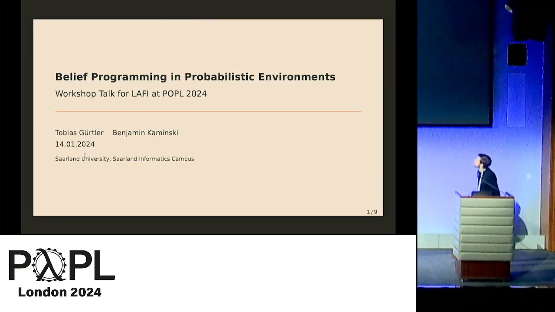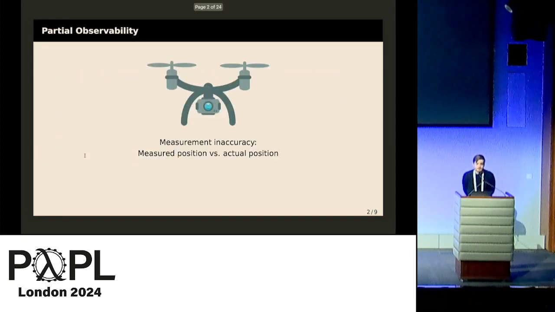Thank you very much. My talk is on belief programming in probabilistic environments. The motivation behind belief programming is partial observability, because as soon as computer systems interact with the real world, there's usually some kind of partial observability involved. For example, if we have a drone which would like to determine its position, then we have to distinguish between the measured position, which could include measurement inaccuracy, and the actual position of the drone.